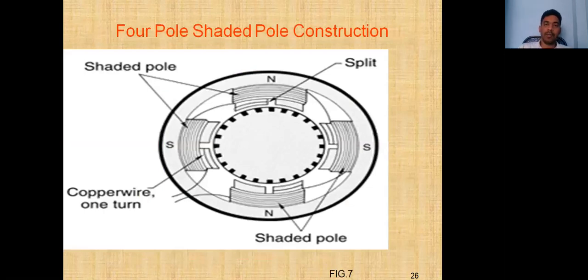Four pole shaded pole construction. North, south, north, south. These are the shaded poles. Here is the shaded band, copper band. Here it is also a shaded band. It is also a shaded band. It has also a shaded band. Copper wire of one turn is used for shading the coil.